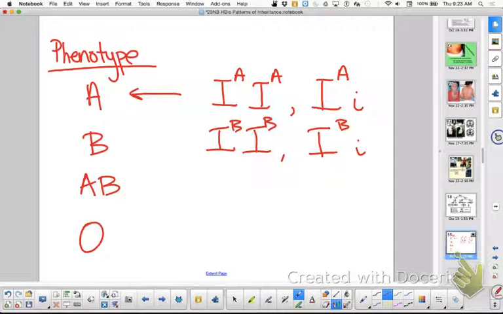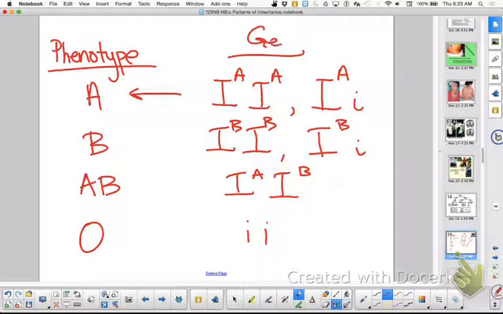Okay, so what's the genotype here? Big IA, big IB. That's it. What's O? Little i, little i. Perfect. These are all the genotypes. These are the phenotypes.